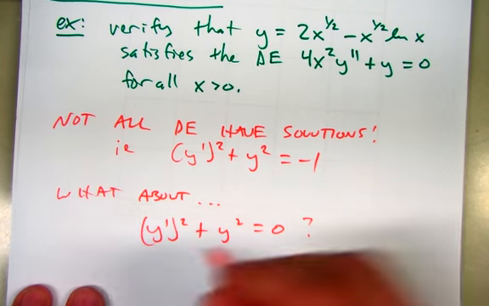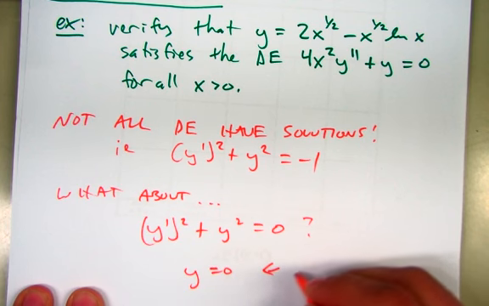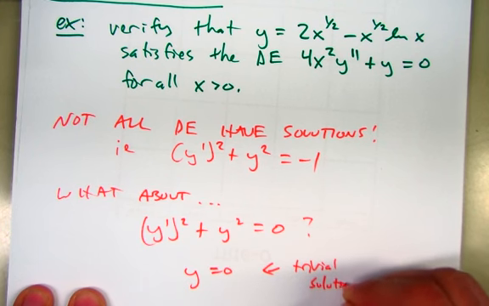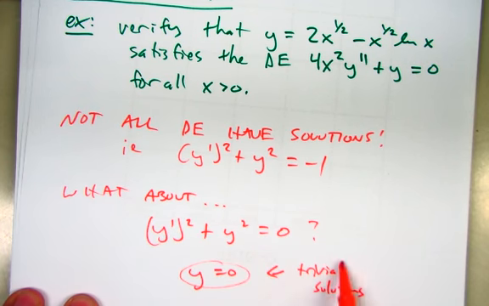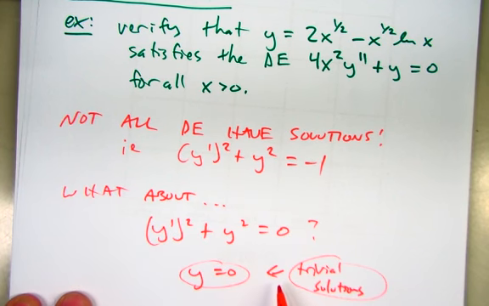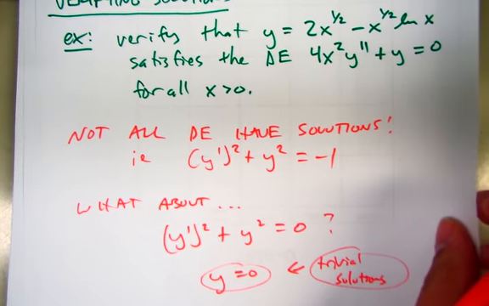Y equals 0 works. We call this a trivial solution because you can look at it and say this is an answer. That's what we mean by trivial. There's more, obviously, but this is actually something that you can write down. Any solution that you can just find by inspection, that's what we mean by a trivial solution.